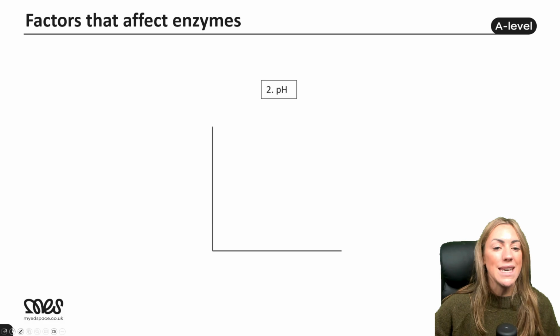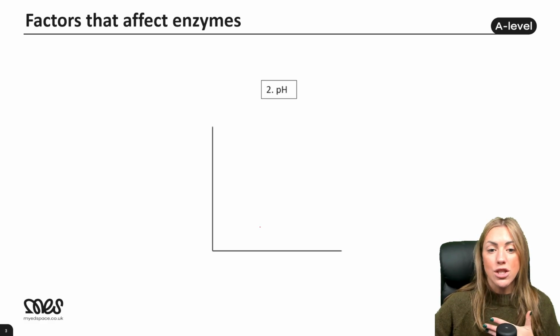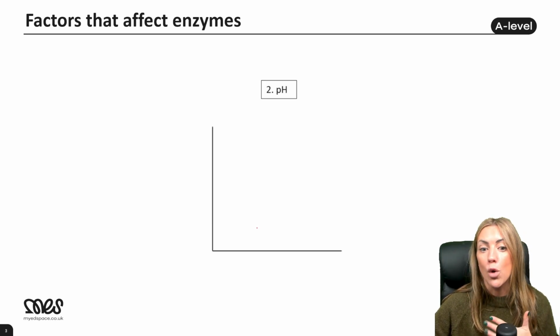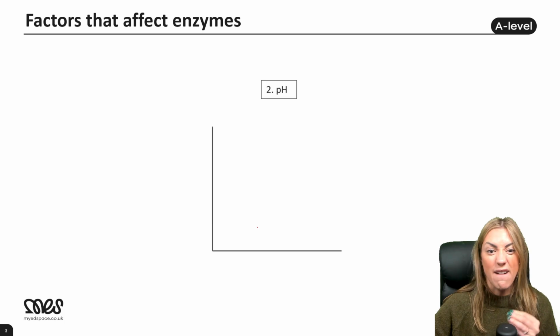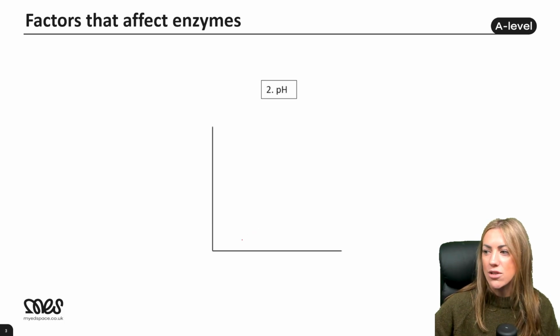Let's have a look at pH. Now, pH can be a little bit different because different enzymes, even in the human body, have different optimum pHs. So, for example, we've got amylase in the mouth, which is in our saliva, which has an optimum pH of about 7. But in our stomach, we've got protease or peptidase enzymes that hydrolyze proteins, and they have an optimum pH that is very low of about 1.5. It's very acidic in the stomach due to hydrochloric acid.